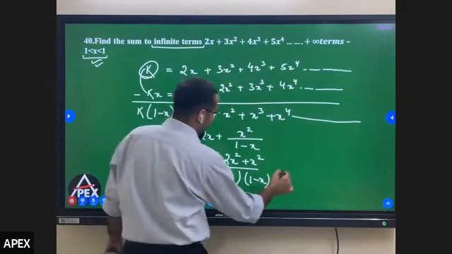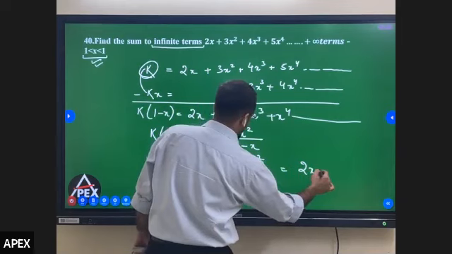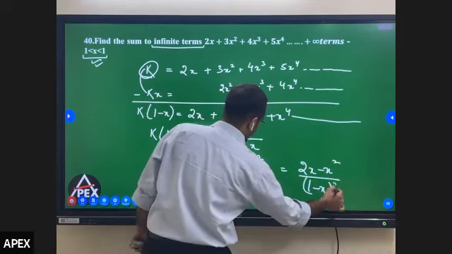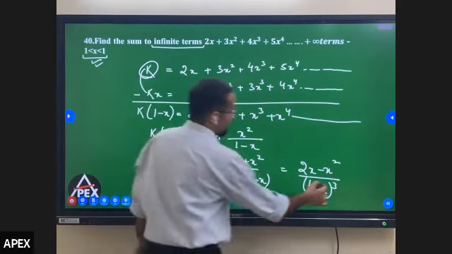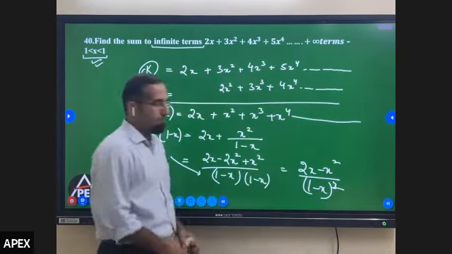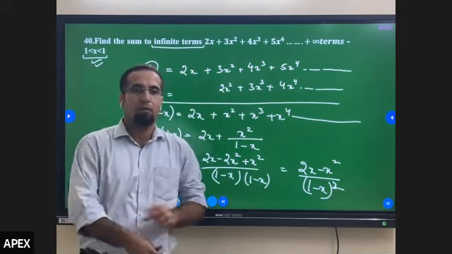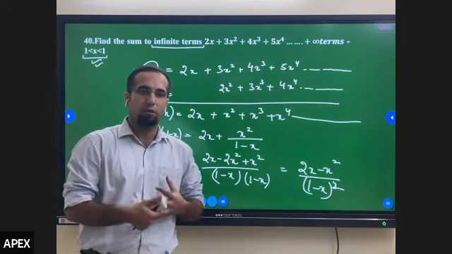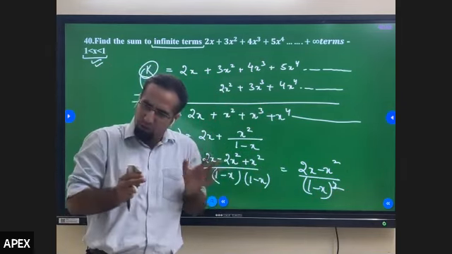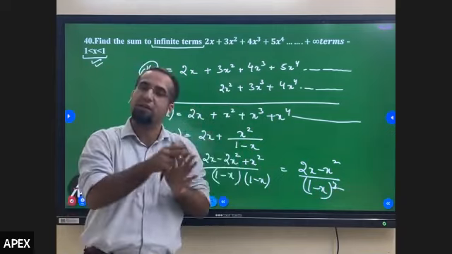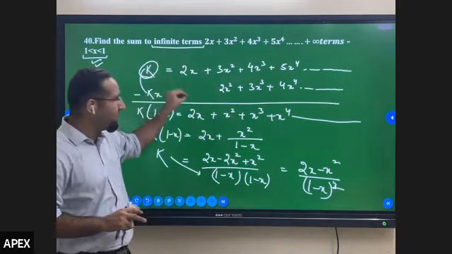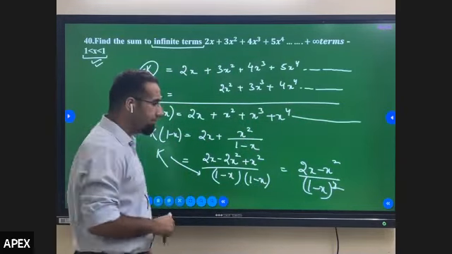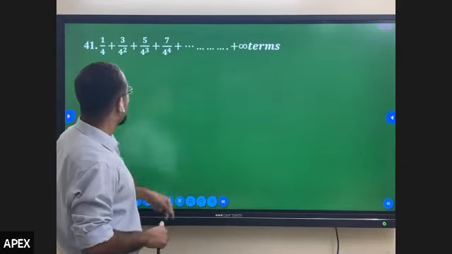Clear? So the final value of k here becomes what? You have 2x minus x square by 1 minus x whole square becomes the value of k. Clear? So this is how we simplify the arithmetic-geometric progression series. Very simple. The only point is you have to start identifying whether it is an AGP or not. Always this simplified concept will come. You apply, you'll always get the answer. Clear? Can we solve this, please?